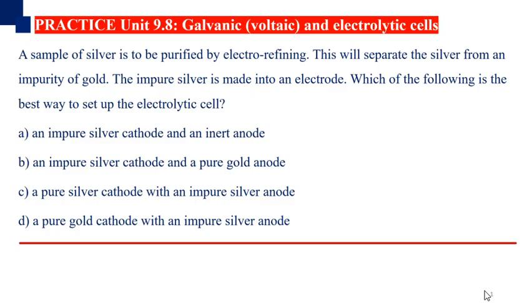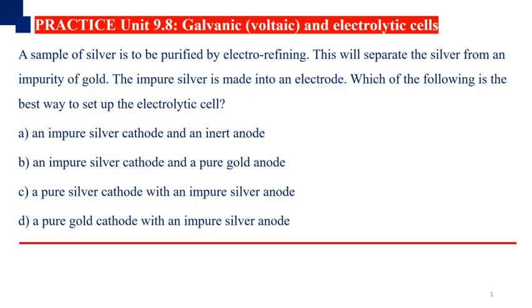The question tells us that a sample of silver is going to be purified by a process called electrorefining. The goal of electrorefining silver is to purify it by transferring it from an impure source to a pure form. In this case, the impurity we are dealing with is gold. So the impure silver is then made into an electrode.